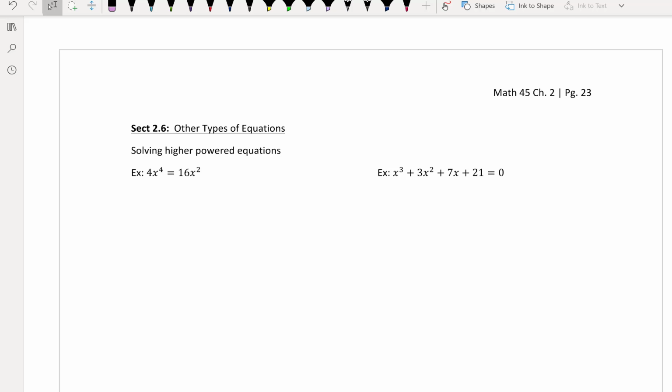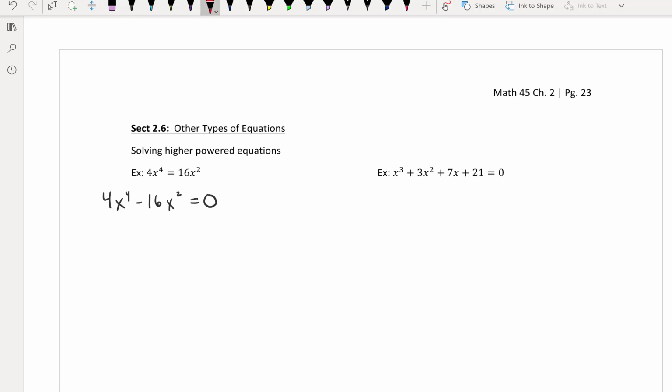Well, when I factor, I have to make sure that I have all the terms equal to 0. So I'm going to subtract the 16x squared on both sides. So I can get a 4x to the fourth minus 16x squared is equal to 0. So notice how the first step, I just subtract that 16x squared to both sides.